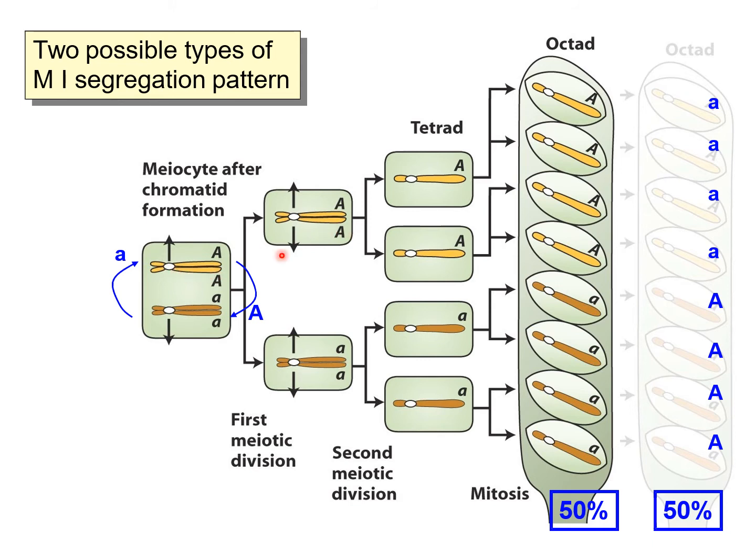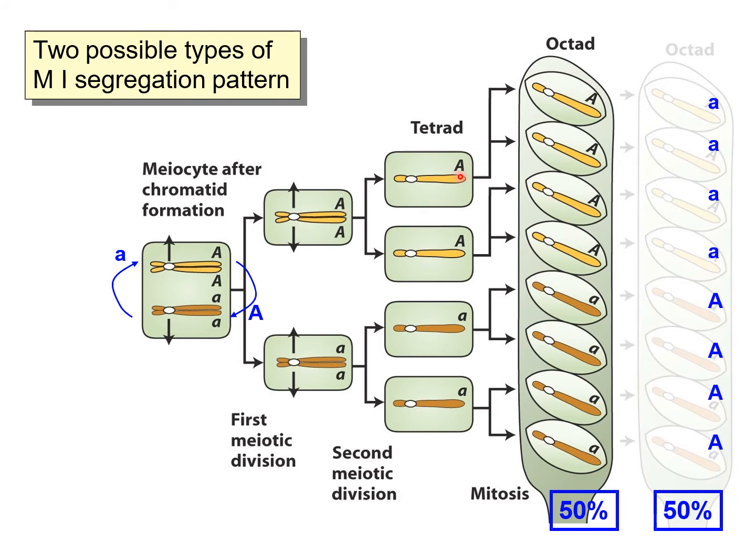So this is the segregation of alleles from each other, and this will be followed by the second meiotic division, where again the sister chromatids get segregated from each other. Here also sister chromatids get segregated from each other. Now each of these nuclei will undergo one more mitotic division.